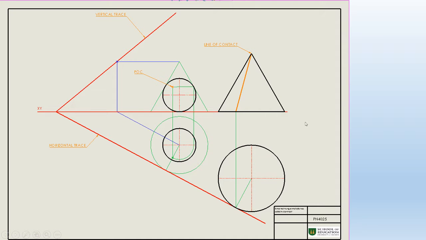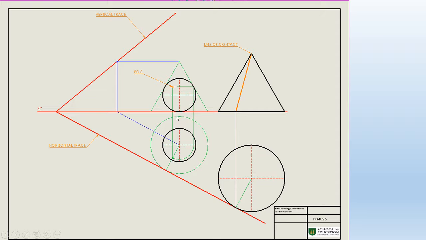Now here is a quick view of the full solution to the question we have to answer. Here we have the cone and the sphere and the traces of the imaginary cone. And constructed into the plan and elevation, we have the vertical trace and the horizontal trace of the tangential plane, the line of contact on the cone and the point of contact on the sphere. Now we will start from scratch and locate the horizontal and vertical traces of the plane.